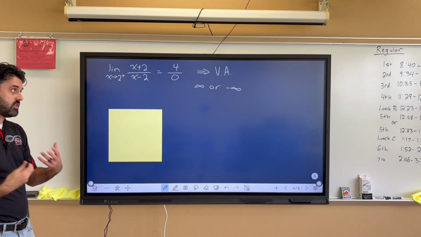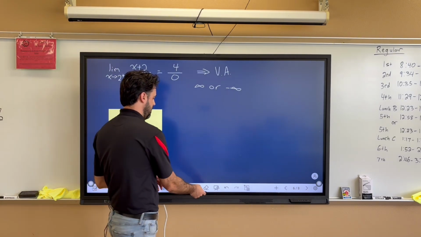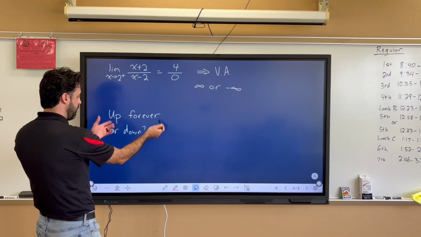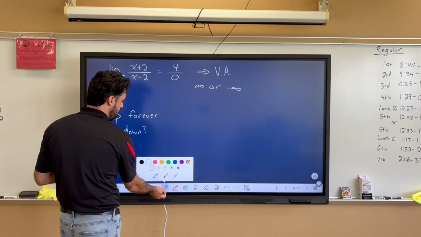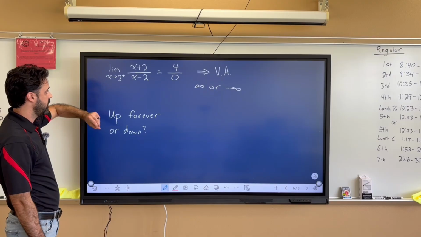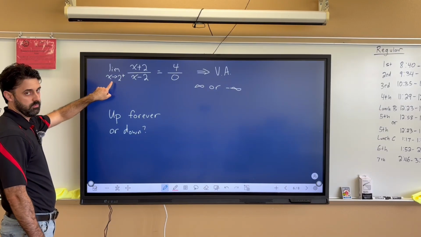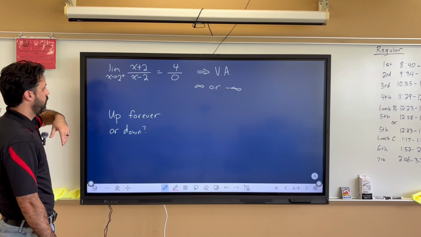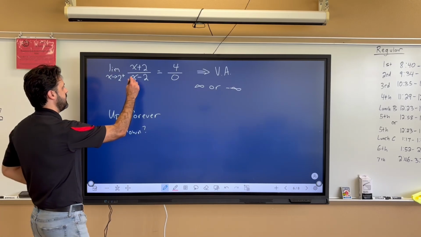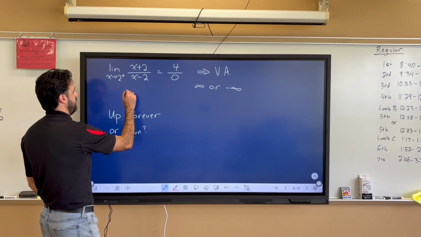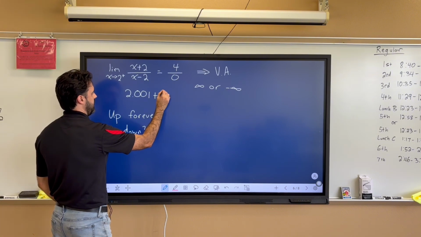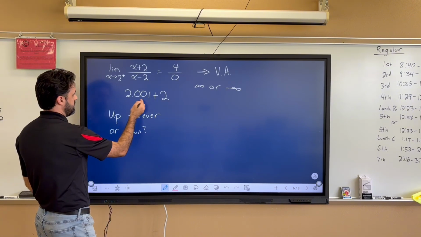So to determine which of those two is correct, here's how we're going to think about this. Let me get rid of this sticky note real quick. Is it going up forever? Is it going down forever? Because x is approaching 2 just from the right, we are going to plug in a number that's just to the right of 2. We could use 3, but I want to get a little bit closer than 3. So I'm going to plug in 2.001. There's nothing magical about that number. It's just a number that's very close to 2.